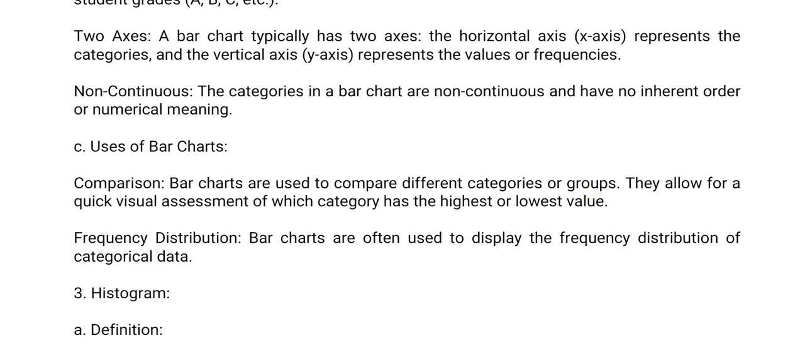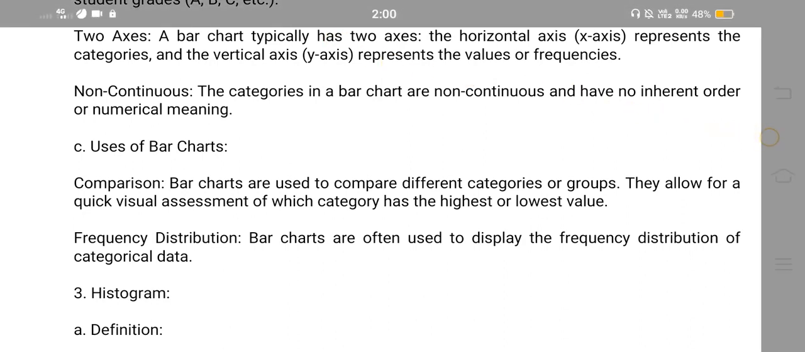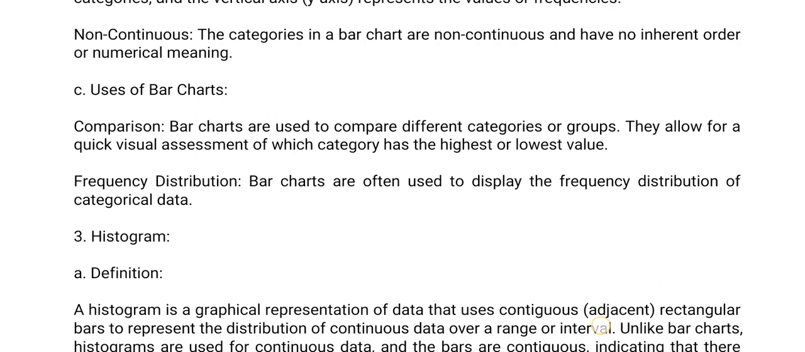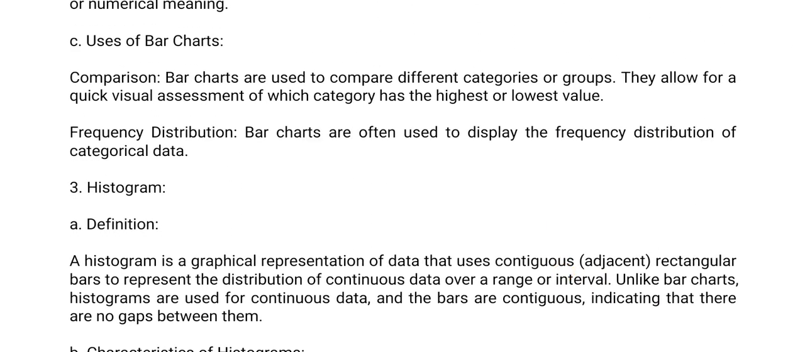Then uses of bar charts. Comparison. Bar charts are used to compare different categories or groups. They allow for a quick visual assessment of which category has the highest or lowest values. Then frequency distribution. Bar charts are often used to display the frequency distribution of categorical data.